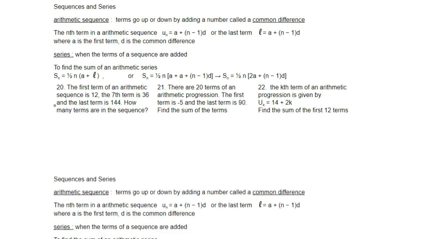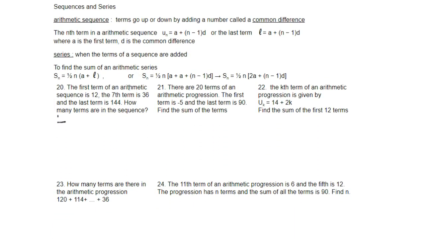Now, sequences and series. Keep in mind you're going to have these formulas. You just need to know how they work. And in this first one, we're talking about an arithmetic sequence. Keep in mind an arithmetic sequence is when we add a number each time. And they give us the first term, they tell us it's 12, and they tell us the seventh term, they tell us it's 36, and then they tell us the last term is 144. So what I've got to do is figure out what the D is. What did I add each time?